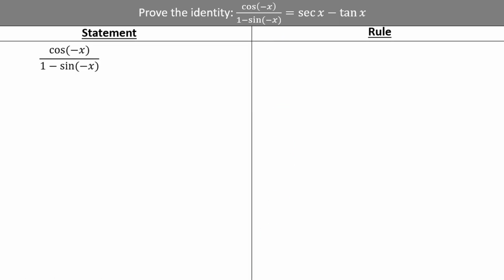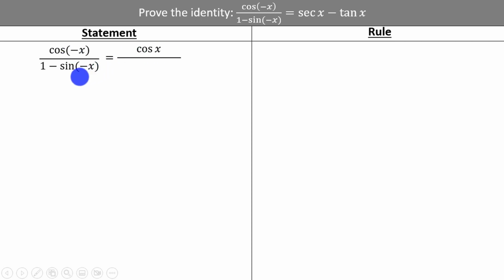We have trigonometric functions that involve negative arguments. If that's ever the case, you can get rid of the negative arguments by using either the even or odd identities. Cosine is an even trigonometric function. That means cosine of a negative angle is the same thing as cosine of a positive angle. So we can simply drop the negative sign, and that won't change the problem.